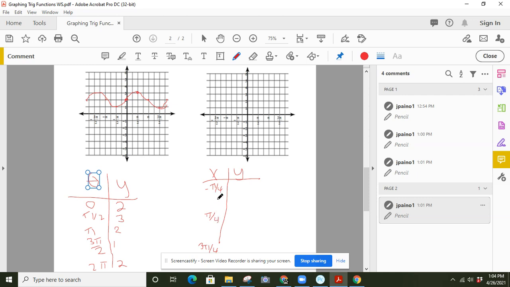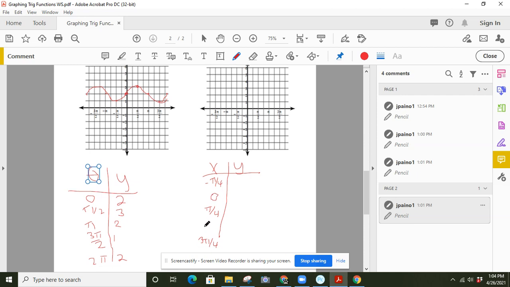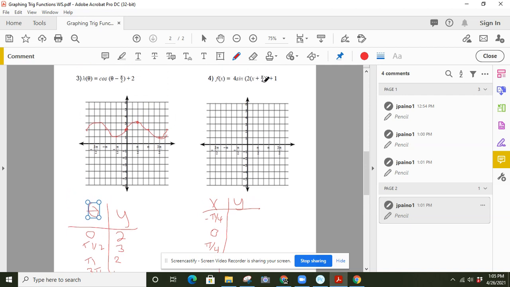All right, halfway in between that is pi fourths. And then 0. And then I get pi halves. All right, so I'm plugging those 5 values in. So if I plug in negative pi fourths, I get 0 times 2 is 0. Sine of 0 is 0. 0 times 4 is 0. 0 plus 1 is 1. All right, plug in 0, get 0 plus pi fourths is pi fourths, times 2 is pi halves. Sine of pi halves is 1. 1 times 4 is 4. 4 plus 1 is 5.